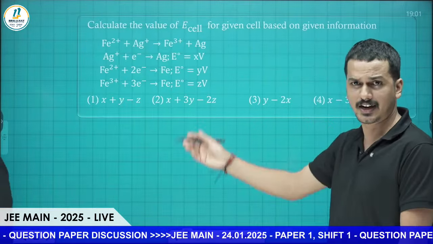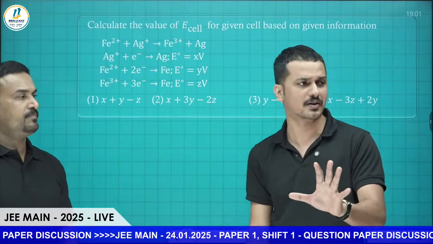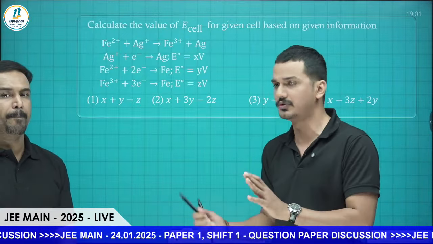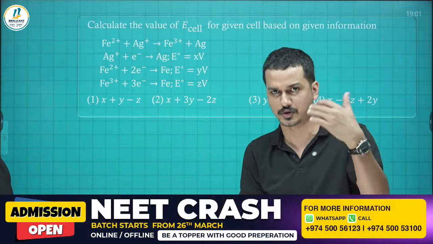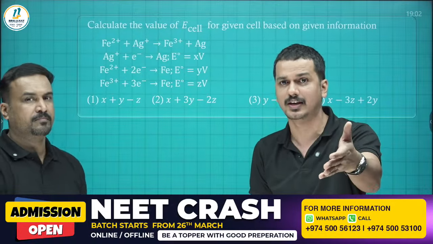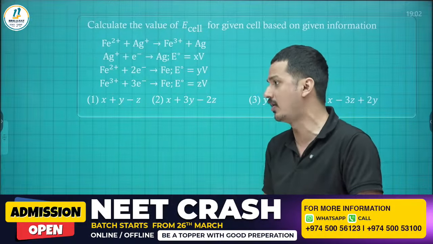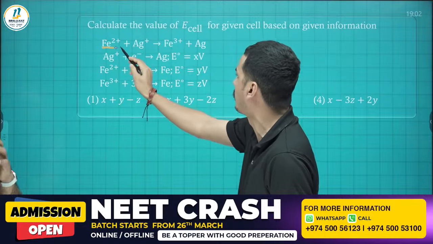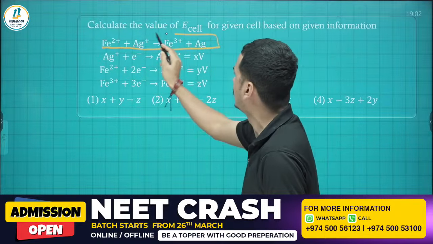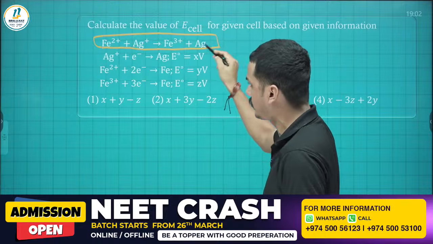This is the same kind of question as yesterday. Yesterday we explained how to solve it. If they are giving 3 equations and we have to find the third equation, or 2 equations and we have to find the third, we taught one easy formula. So here we have to find Fe2+ plus Ag+ gives Fe3+ plus Ag. This equation we have to make.